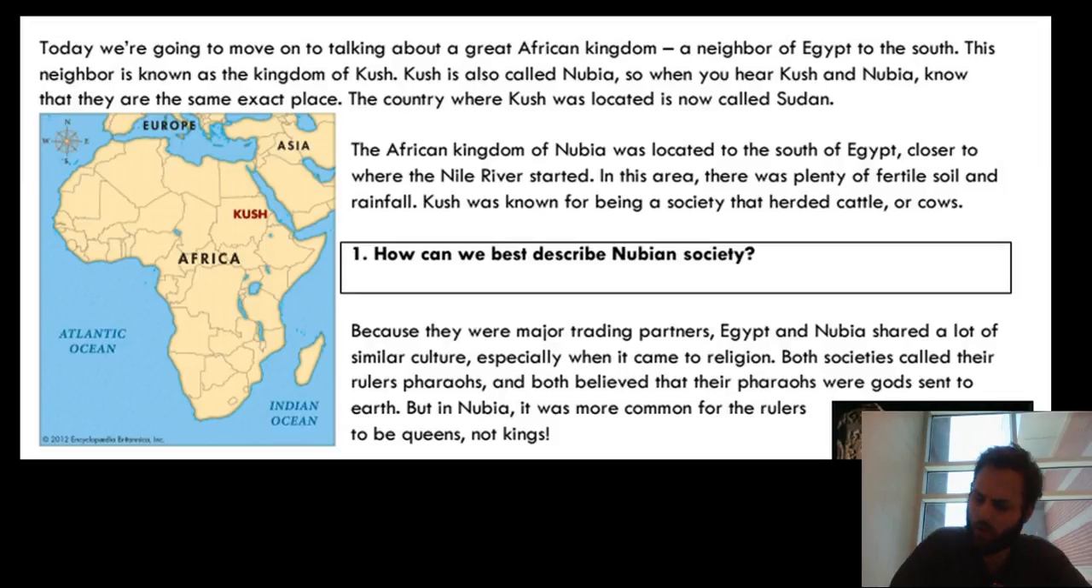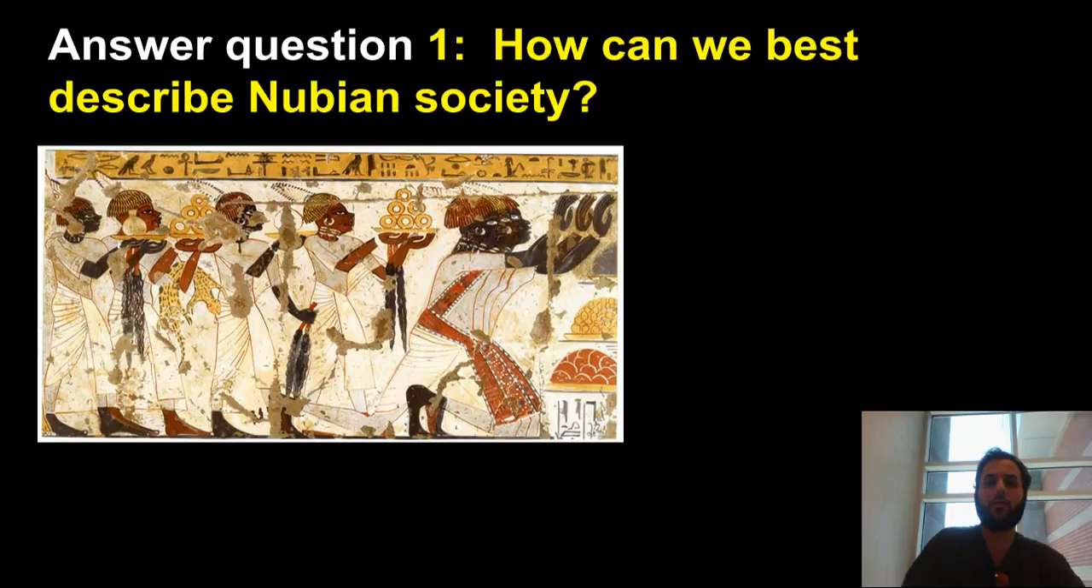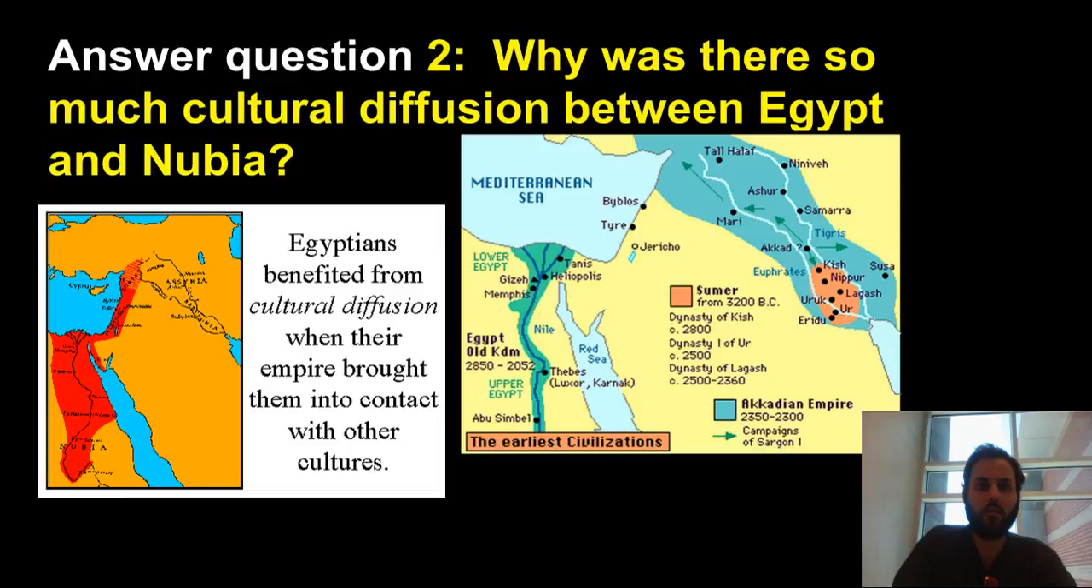Why was there so much cultural diffusion? Well, study the map. What inference can you make about Egypt and Kush? Answer question number 2. Why was there so much cultural diffusion between Egypt and Nubia?